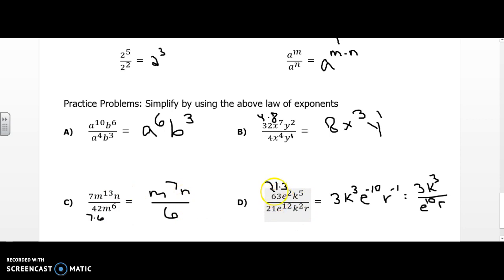Now over here, if you went ahead and did this one, you may have ended up with this if you used our exponent rule where you subtract them: 3k to the third, e to the negative 10th, r to the negative 1st. You might have had a different order, but the order is not a big deal. Here's the thing, these negative exponents, we haven't really talked about this rule yet, so you'll see this rule in the next video or two.